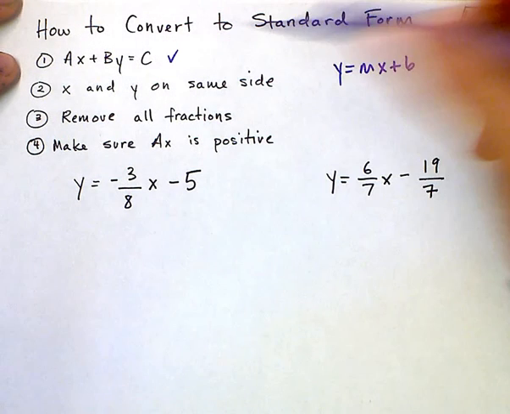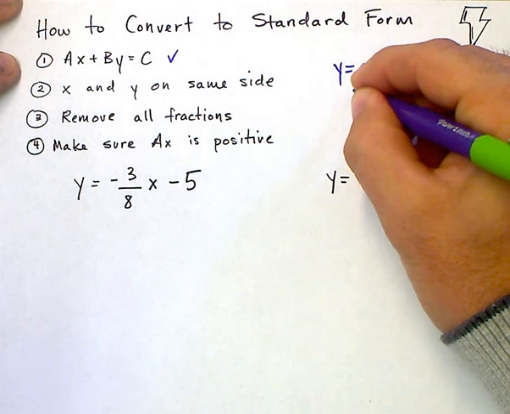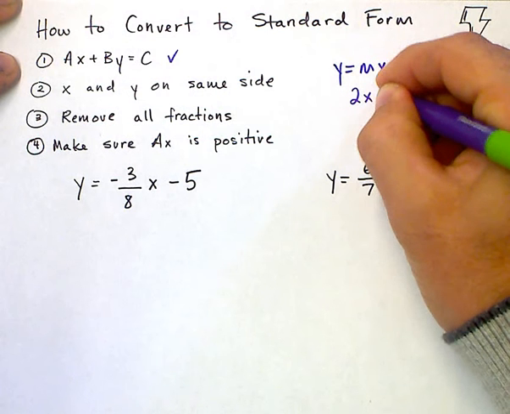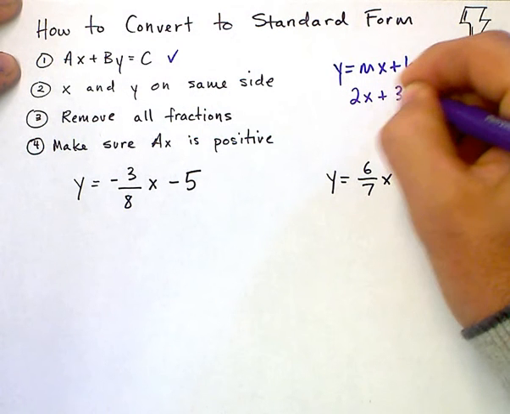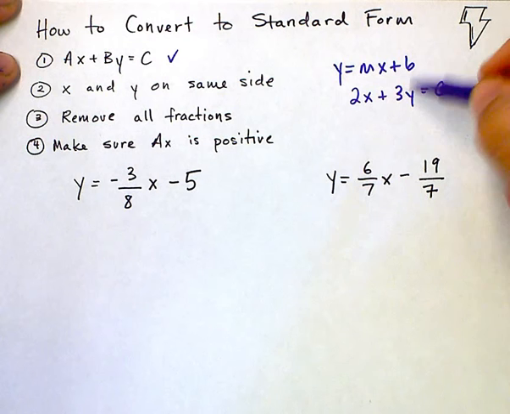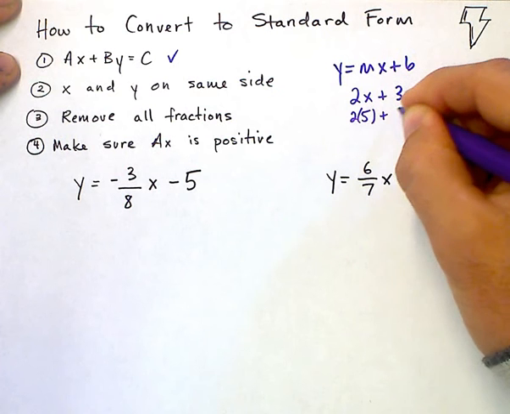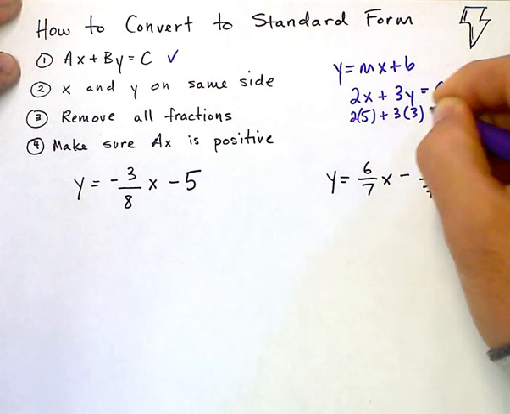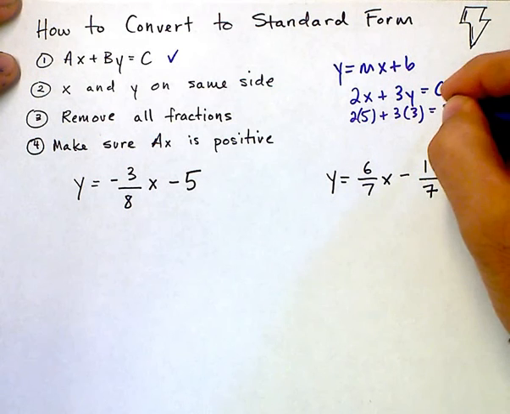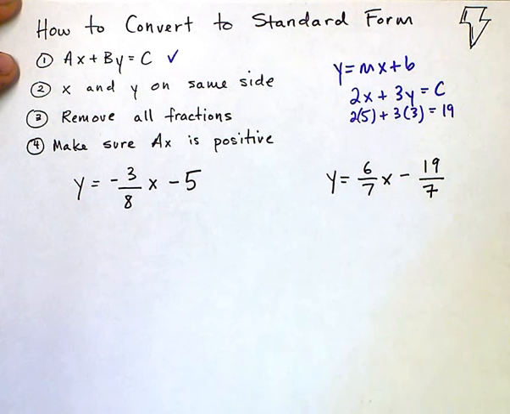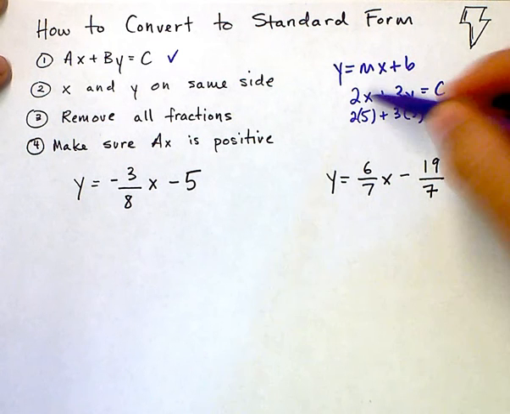Basically, that's the idea. If you have hot dogs worth $2 and a drink worth $3, and you want to know how much that costs, you could put both variables on the same side. If you had bought 5 hot dogs and 3 drinks, you would know that that's $19. So that's the idea of putting the variables on the same side.